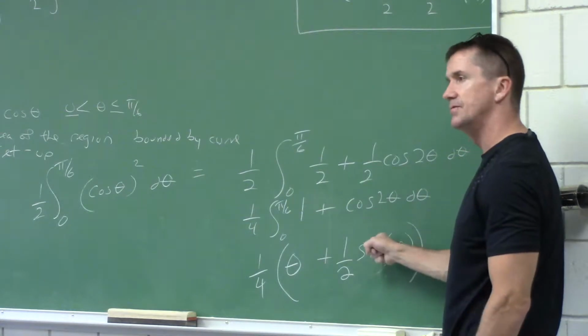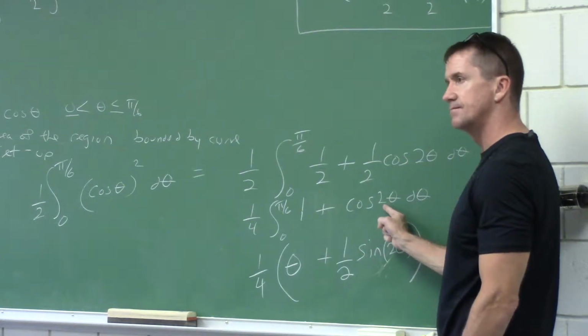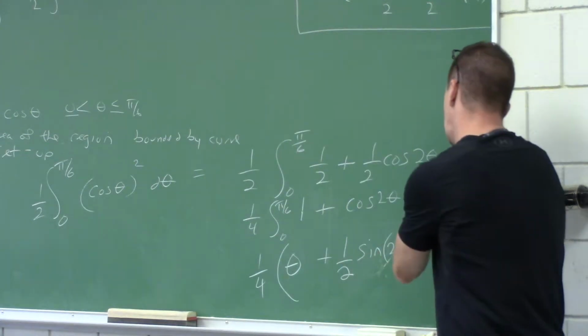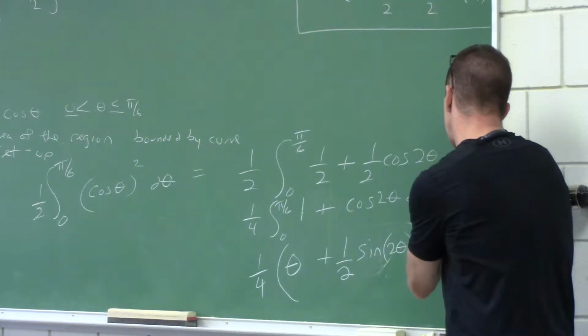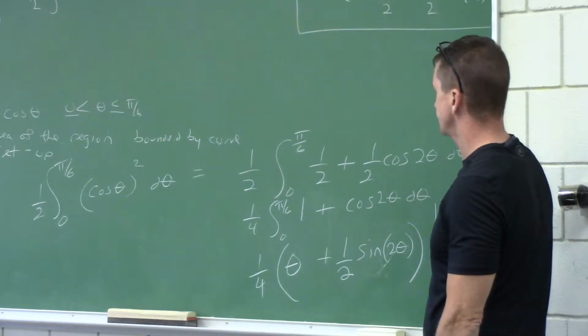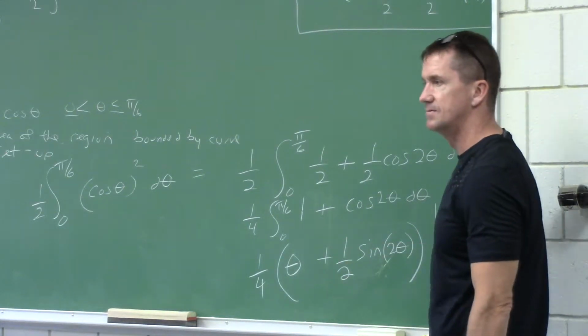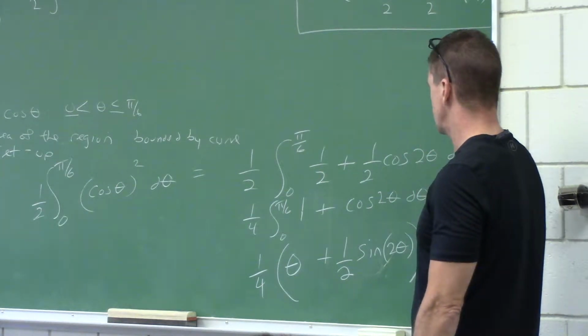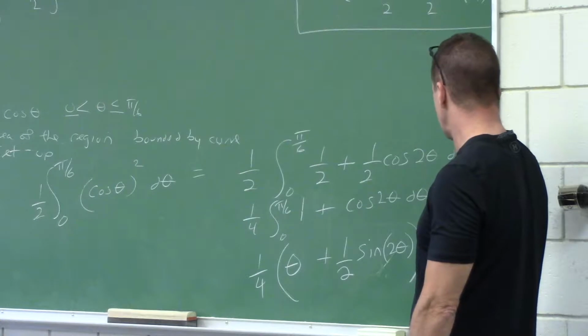That's via u sub. You can explore it. Let u equal 2 theta. You get that 1/2 to pop up, so the sine of u becoming this. And what's the limits? 0 to pi over 6. So what would be the answer to this problem? Just doing this integral here. 1/4 theta, 0 to pi over 6.